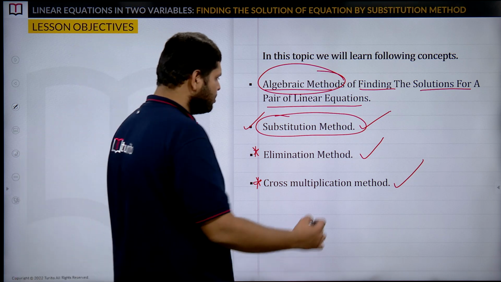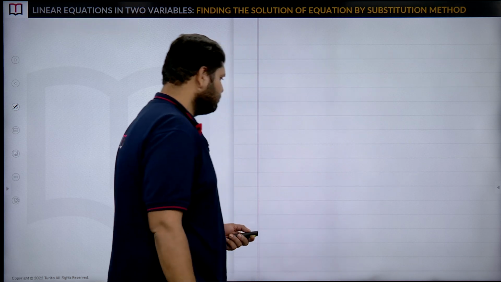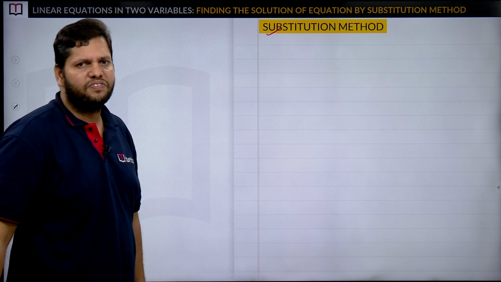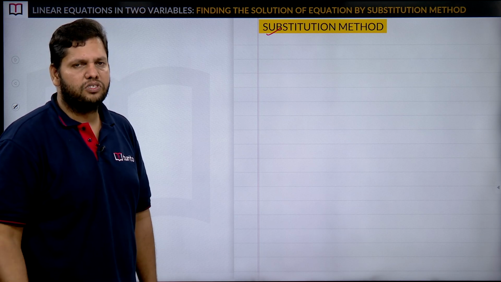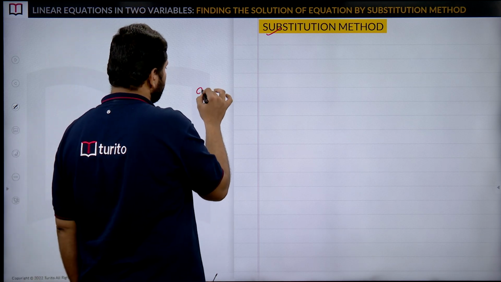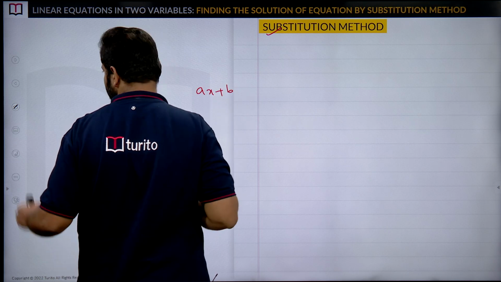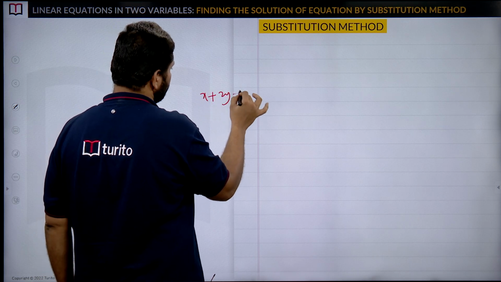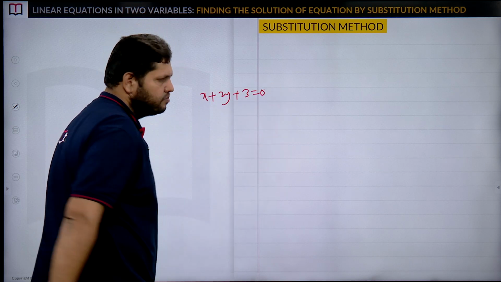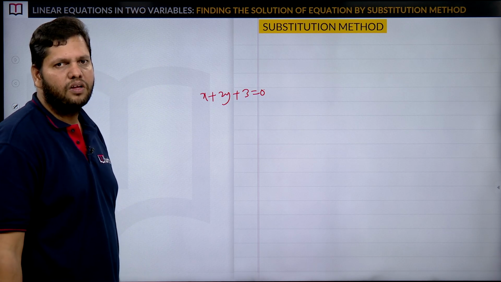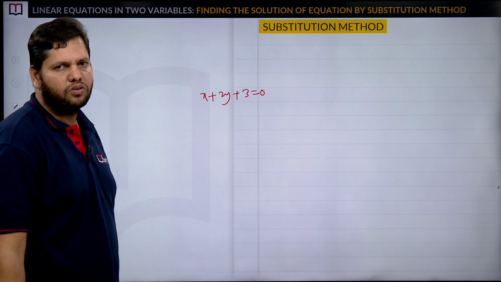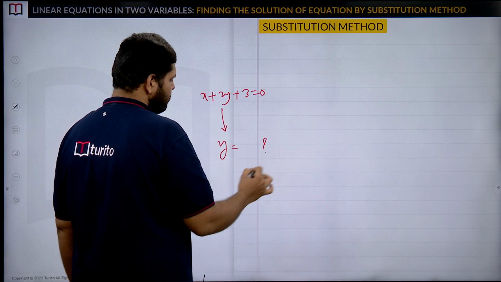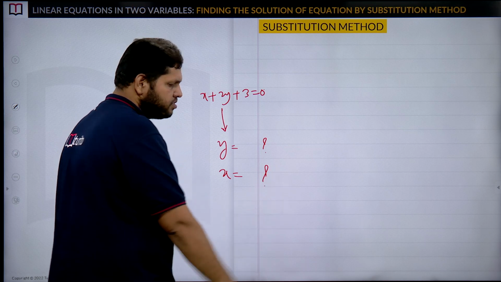Okay, children, let me start this. What is the substitution method? Substitution method means very simple, children. First, suppose we have some equation, not ax plus by, we will go for a general equation, not standard form. I have x plus 2y plus 3 equal to 0. Children, convert this equation as y is equal to something, or write x is equal to something, anything.